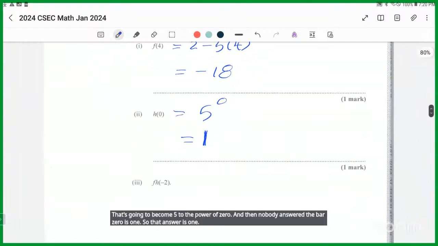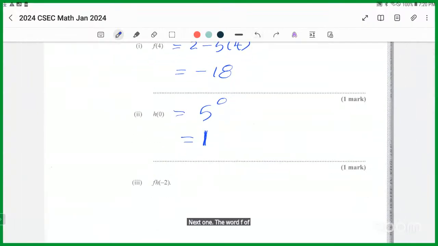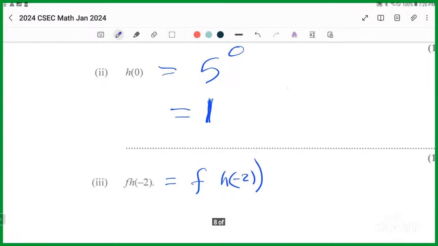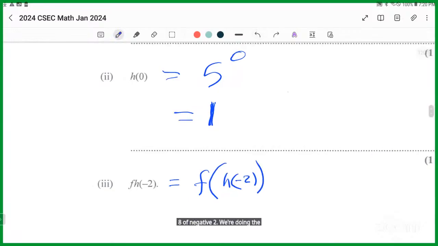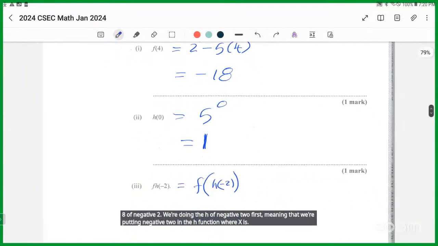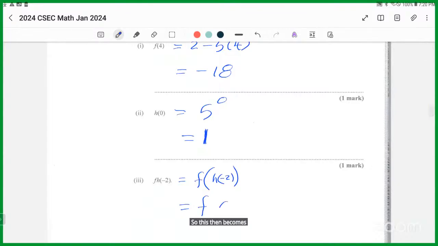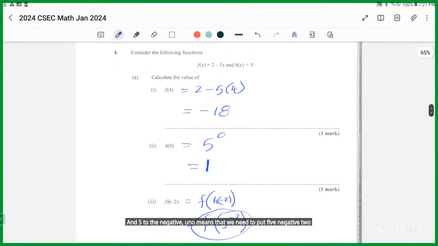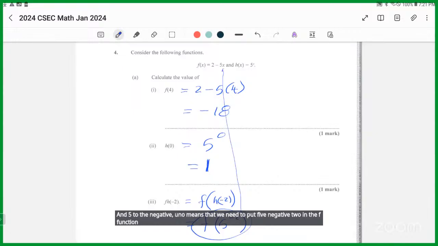Next one. The one f of h of negative 2. So this means we're going to do the h of negative 2 first. So we're going to become f of h of negative 2. We're doing the h of negative 2 first, meaning that we're putting negative 2 in the h function where the x is. So this then becomes f of 5 to the negative 2. And 5 to the negative 2 now means that we need to put it in the f function. So putting that inside here now.